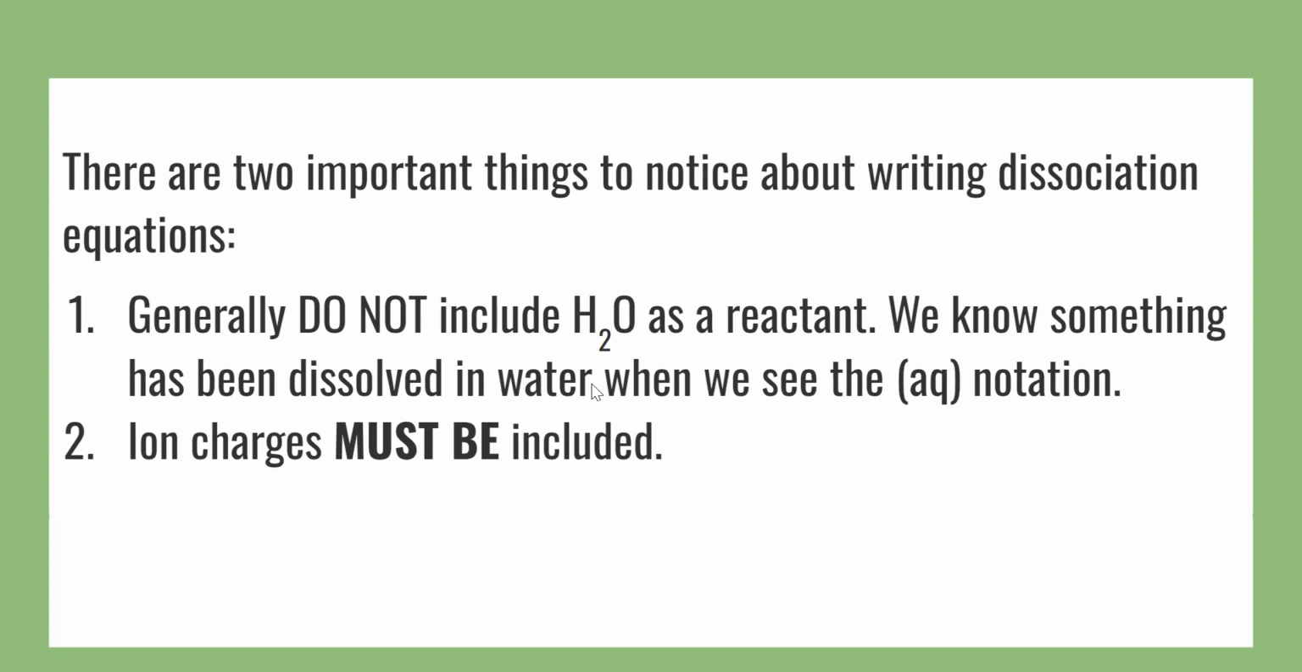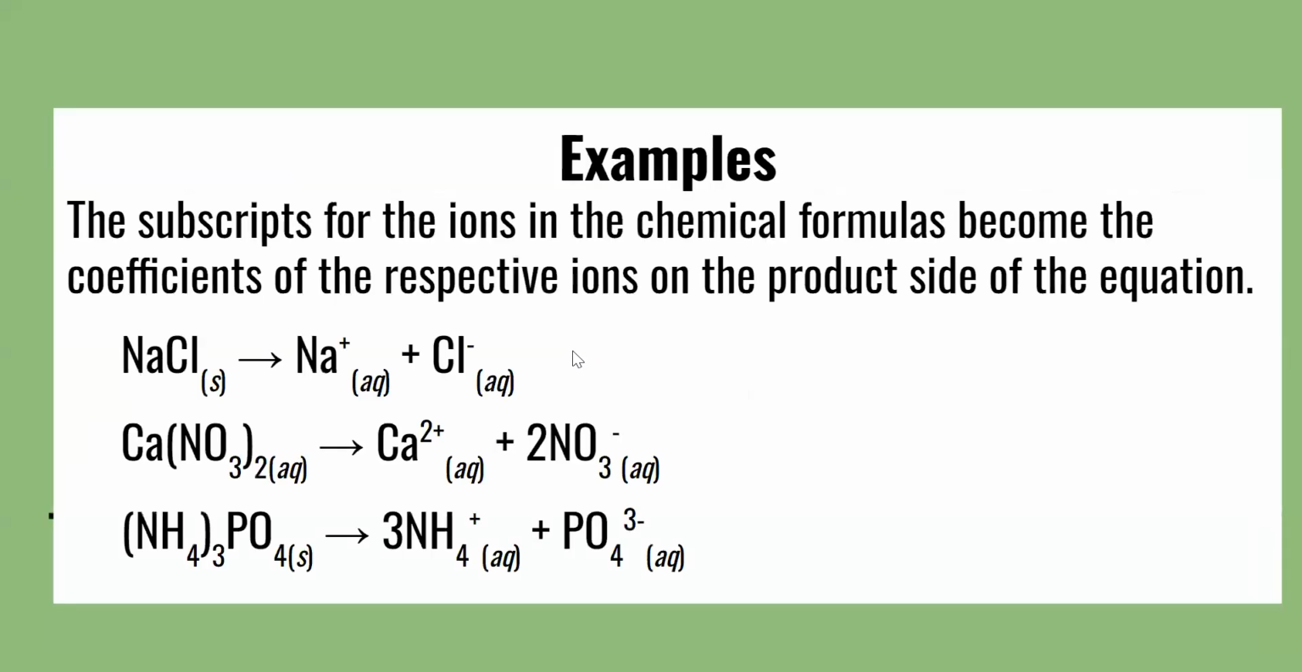So when we write equations for showing the dissociation of ionic compound, there are two important things to notice about writing dissociation equations. Generally, do not include water as a reactant. It dissolves in water, and when it dissolves in water, it becomes aqueous. Ion charges must be included because they separate into its ions. So this is an example of dissociation equations. Like we saw sodium chloride in water, we saw how it separates into its ions.